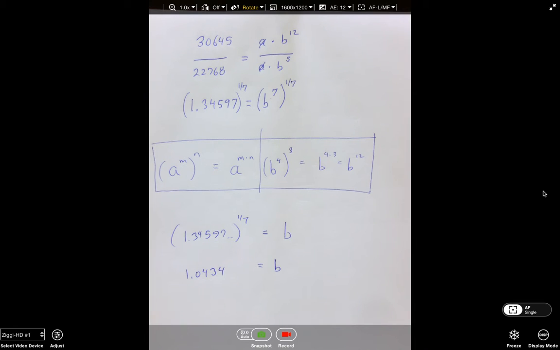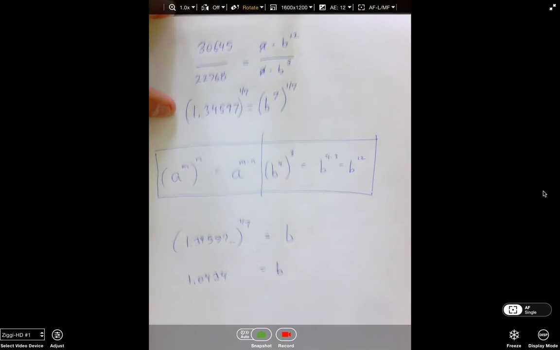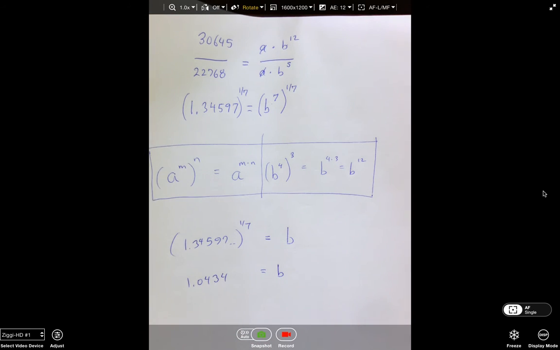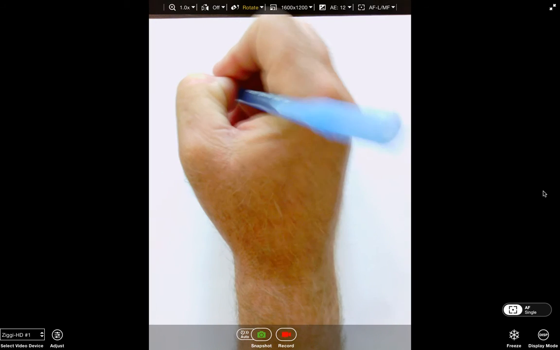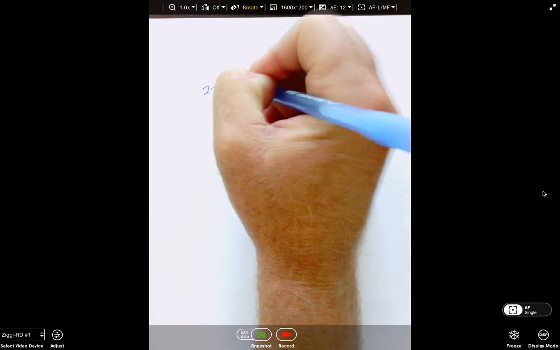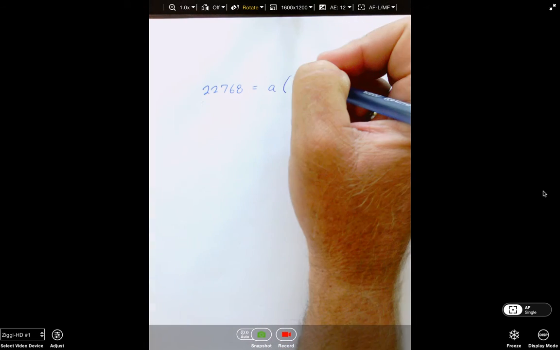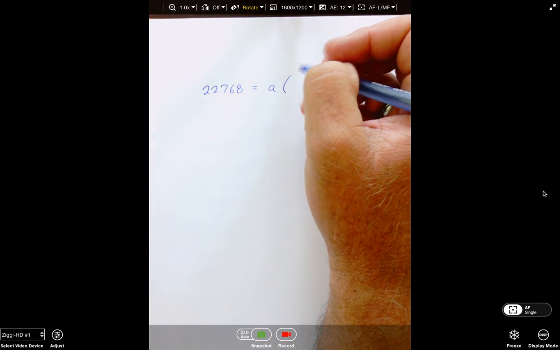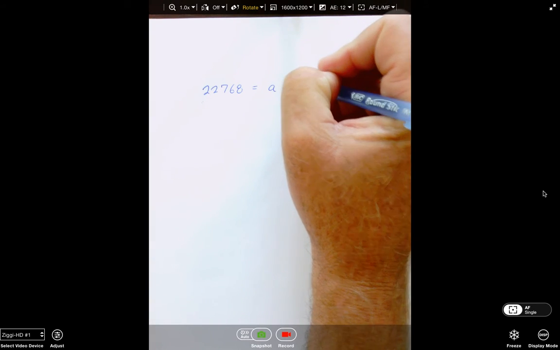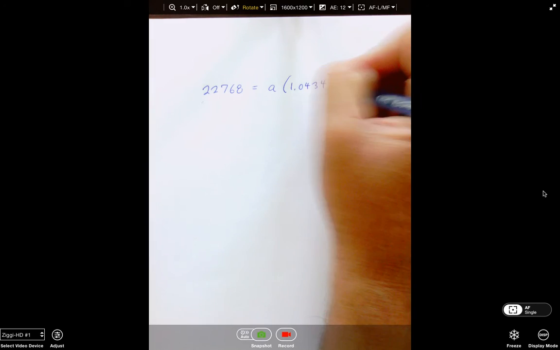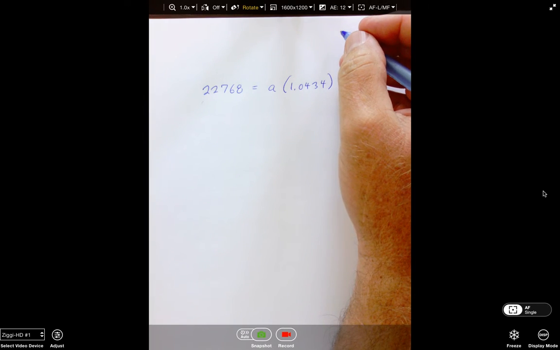So that's got to be my base. Now, what did I do before when I had an easy problem? I chose one of my relationships to put my b back in. So I'm just going to go up here and choose my first relationship. And I know that this is, I just solved for it, 1.0434 raised to the x, which was 5.